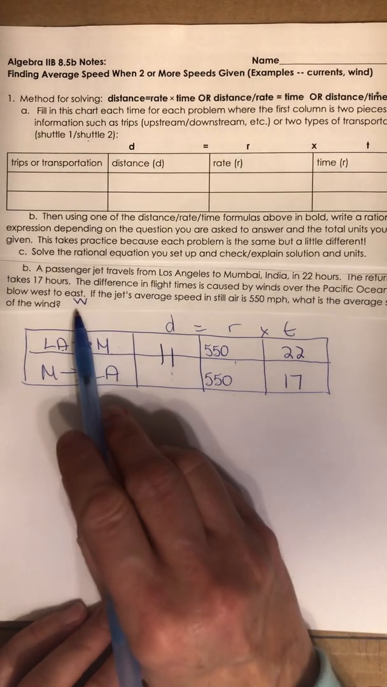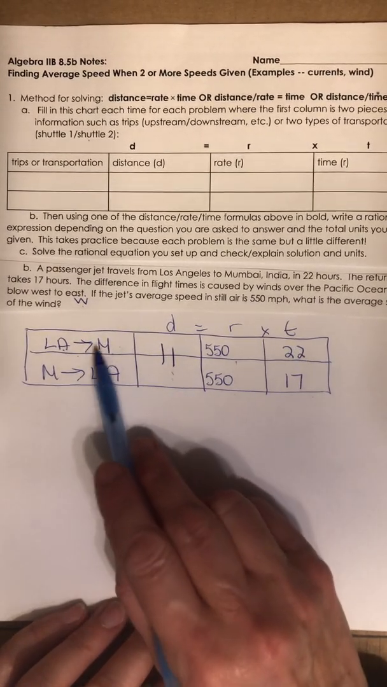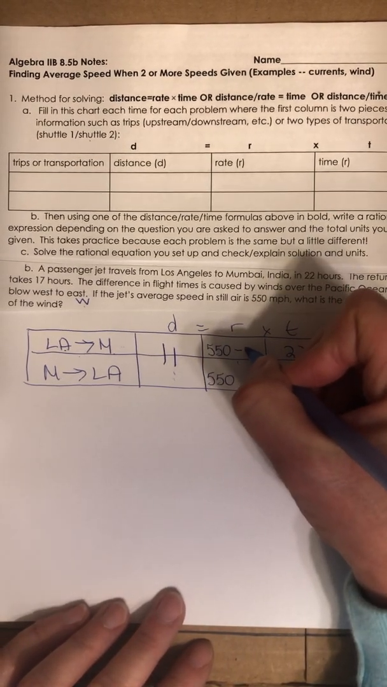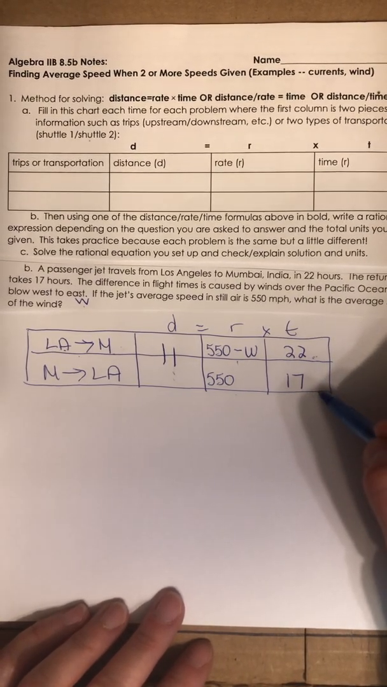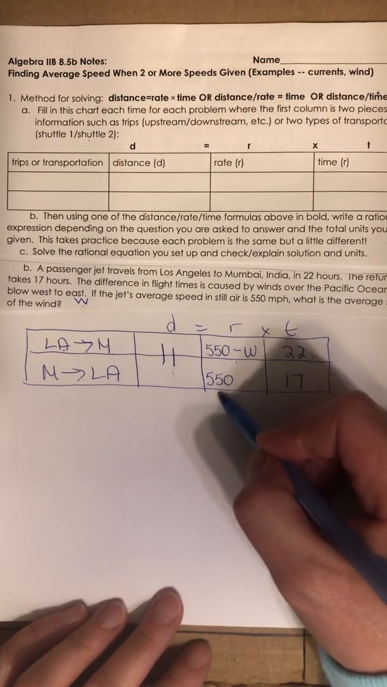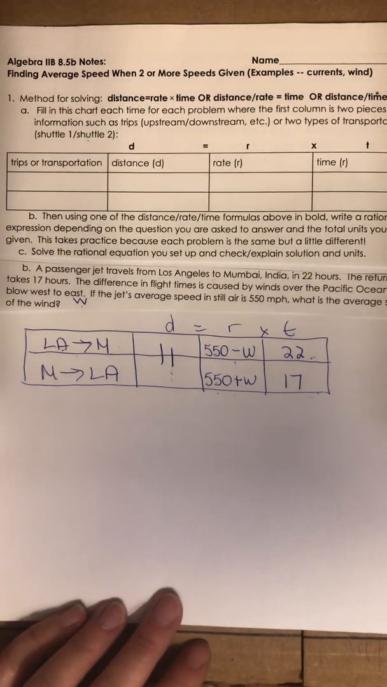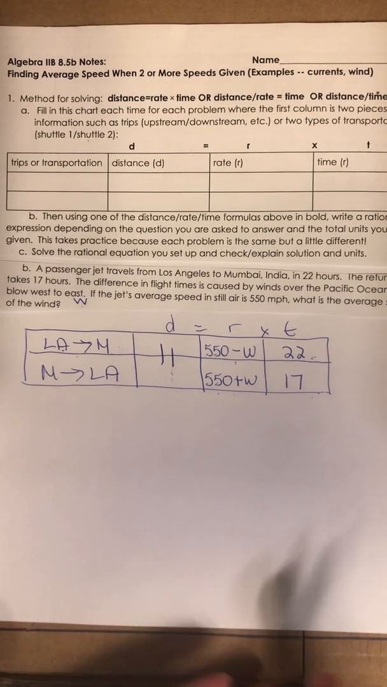Okay, where's our variable W? I know that from Los Angeles to Mumbai, the rate must be 550 minus the wind because it's taking longer. And on the way from Mumbai to Los Angeles, the rate must be 550 plus the wind because it's taking only 17 hours. Now, what do I do here?